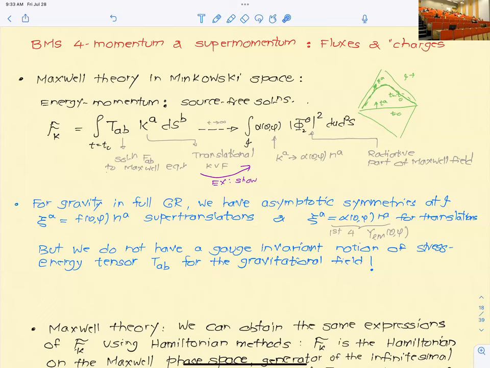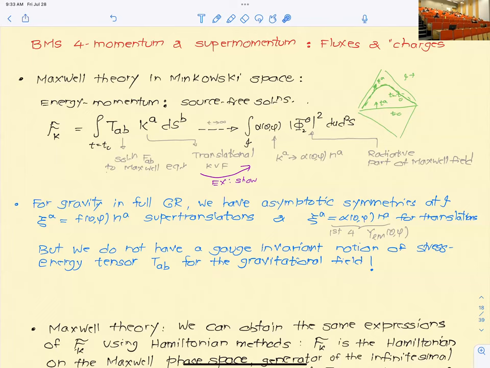And now what we can do is the following. As I mentioned before, if you have symmetries, then there are corresponding charges and fluxes that you can define. In Minkowski space, if you give me the time translation, then I get the notion of energy.